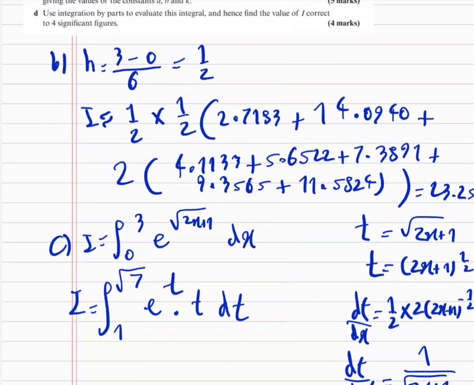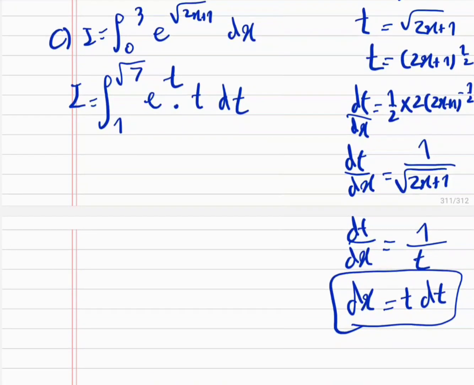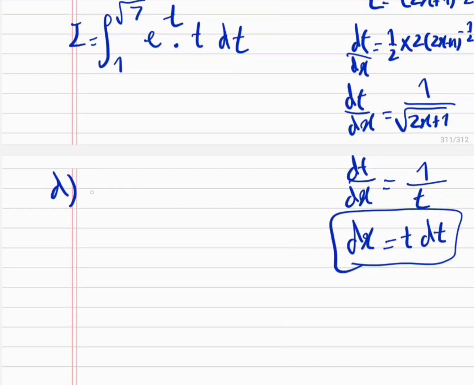All right, so finally in part D, we want to use integration by parts to evaluate this integral and hence find the value of I corrected to significant figures. Okay, so now we just use integration by parts, and remember that in this case we can start by setting the polynomial part, the algebraic part, equal to u. So again, let's rewrite the integral.